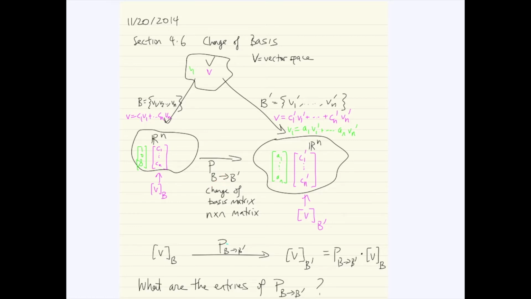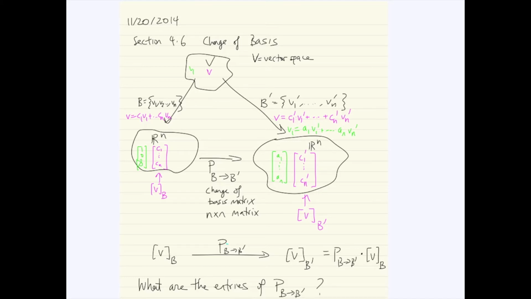This matrix does not depend on V, the vector. It only depends on the two bases. So no matter what vector you give me, it's the same change of basis matrix. It only depends on the two bases B and B prime. Okay, so then the new coordinates of V, the same vector V, are given by: you take your change of basis matrix and then multiply by the old coordinates, the coordinates of V in the old basis B.